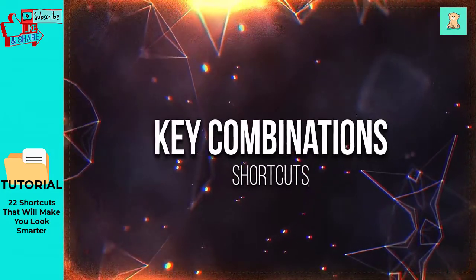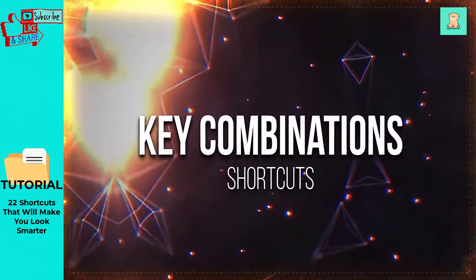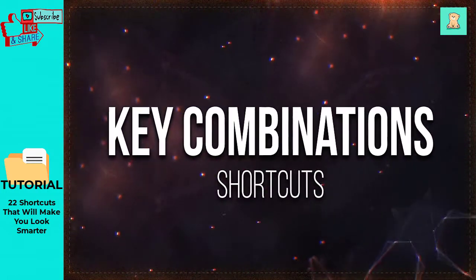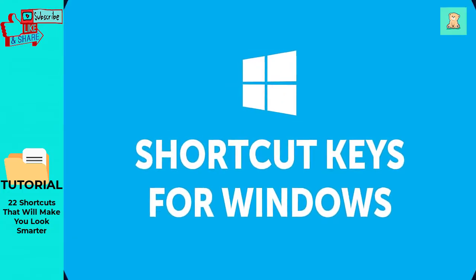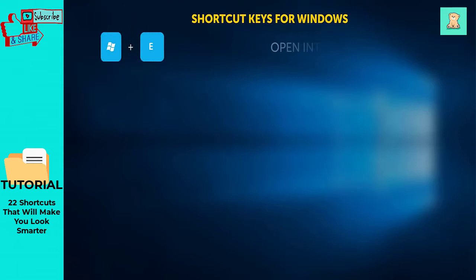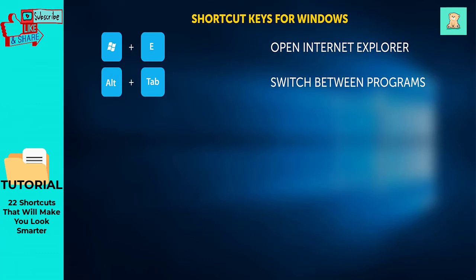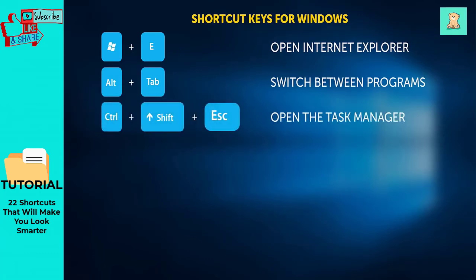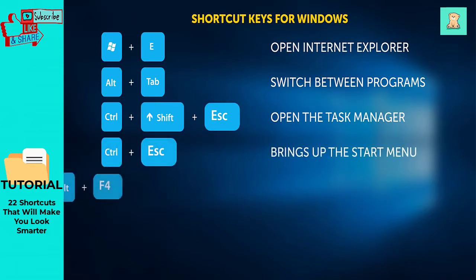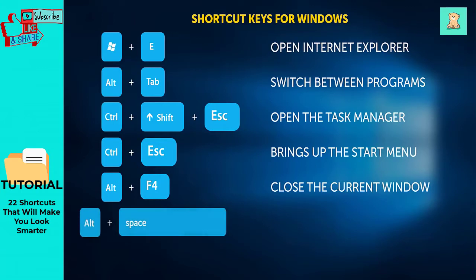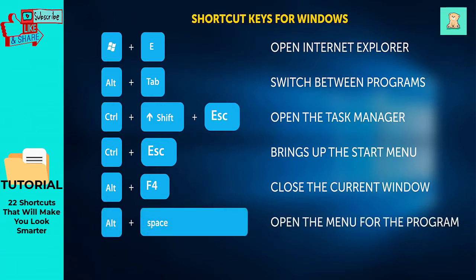To save your time and energy, you can memorize the most frequently used key combinations. Of course, they're different for Windows and Mac OS, so we've divided them into two groups. Shortcut keys for Windows. Windows key plus E will open Internet Explorer. Alt+Tab will help you switch between programs. Ctrl+Shift+Escape will open the Task Manager. Ctrl+Escape will bring up the Start menu. Alt+F4 will close the current window or quit an active application. Alt+Space will open the menu for the program you're currently using. Windows+Tab will open Task View.